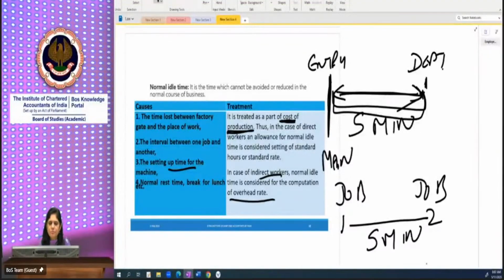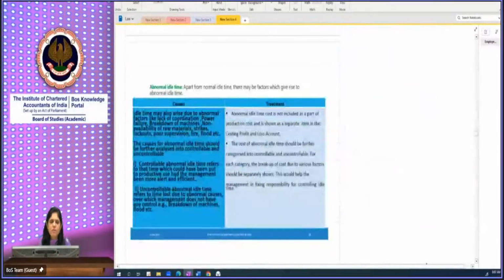All right. Moving further. So these are the abnormal idle times. Abnormal idle time will never be part of production cost, the direct production cost.